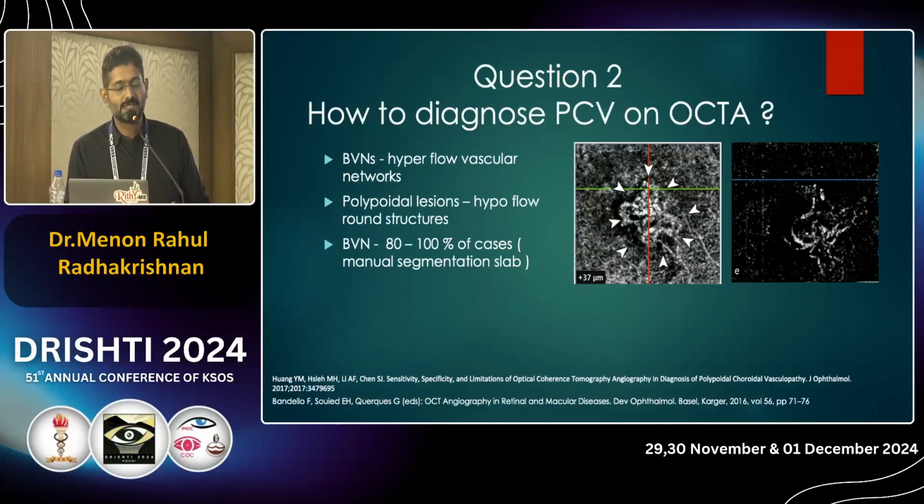Now the second question is, how do we diagnose PCV on OCTA? Now, as we all know, on ICG we typically see the branching vascular network, that is BVN, and the polyps. So the branching vascular network appears as a hyperflow structure.